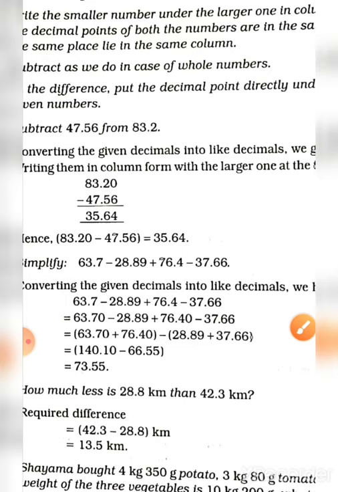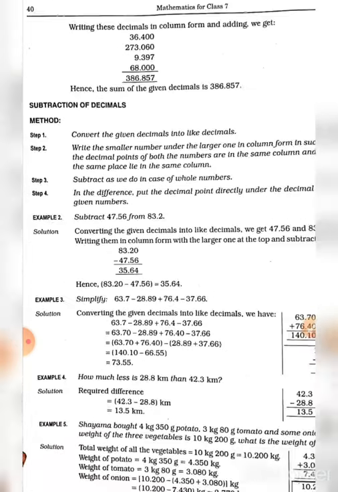That we know how to do. We just have to write the same place digits in the same column, decimal under decimal, and find the difference. That is very simple using the BODMAS rule. Don't forget the BODMAS rule.